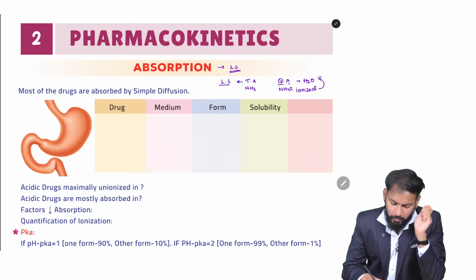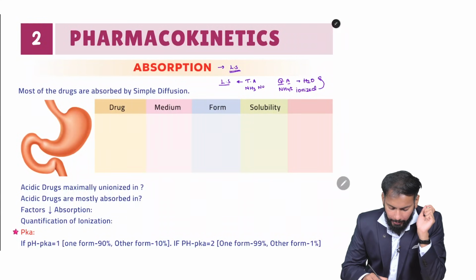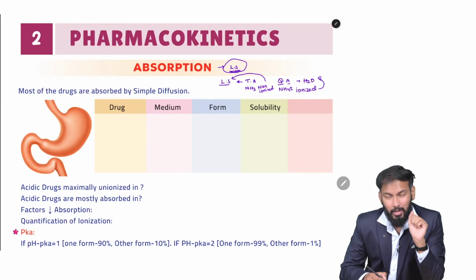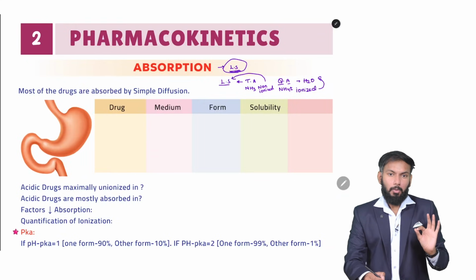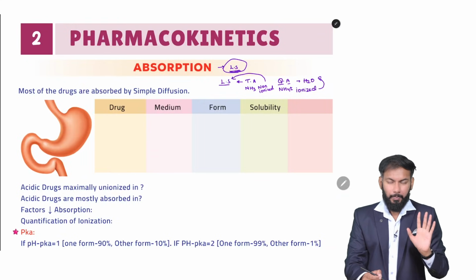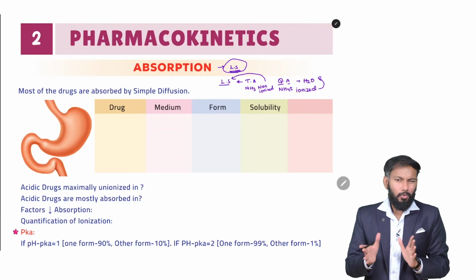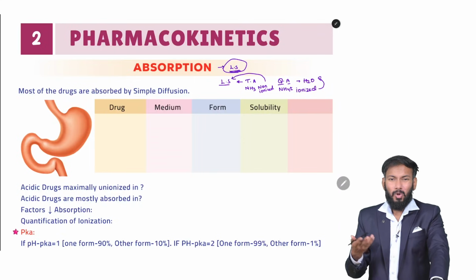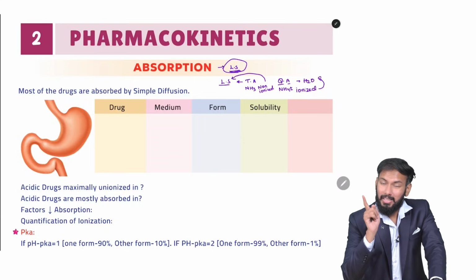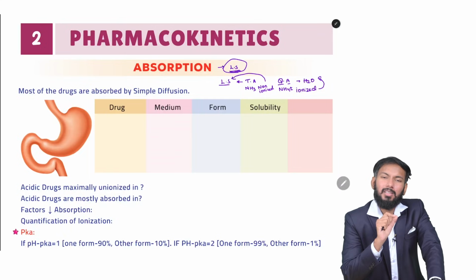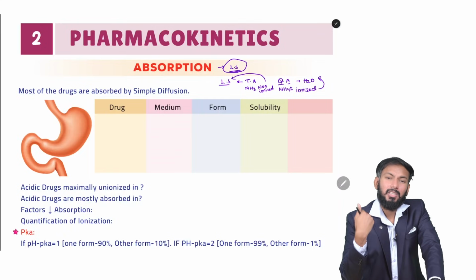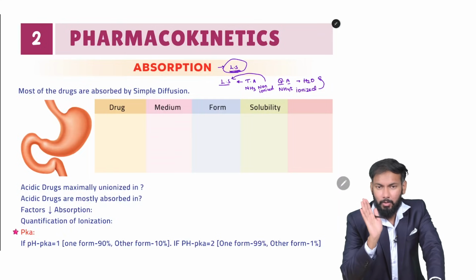So, ionized forms are water soluble and non-ionized forms are lipid soluble. So, the drug has to be non-ionized form to be lipid soluble. This is what is important for absorption. This is one factor. Now, we will see the factors that are affecting the absorption. Before that, most of the drugs are absorbed by simple diffusion. That is what we have seen in the beginning as well. But what is absorption? It is the movement of drug from the site of administration into the systemic circulation. That also I told you.